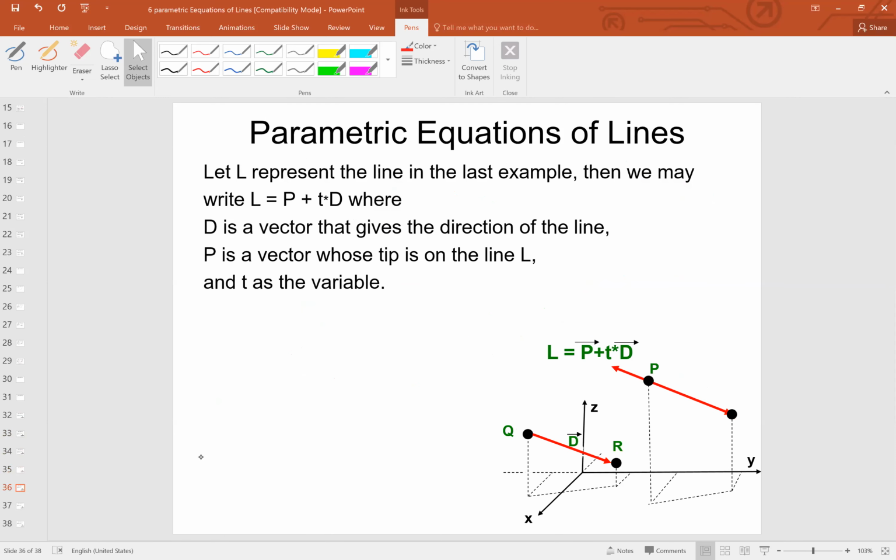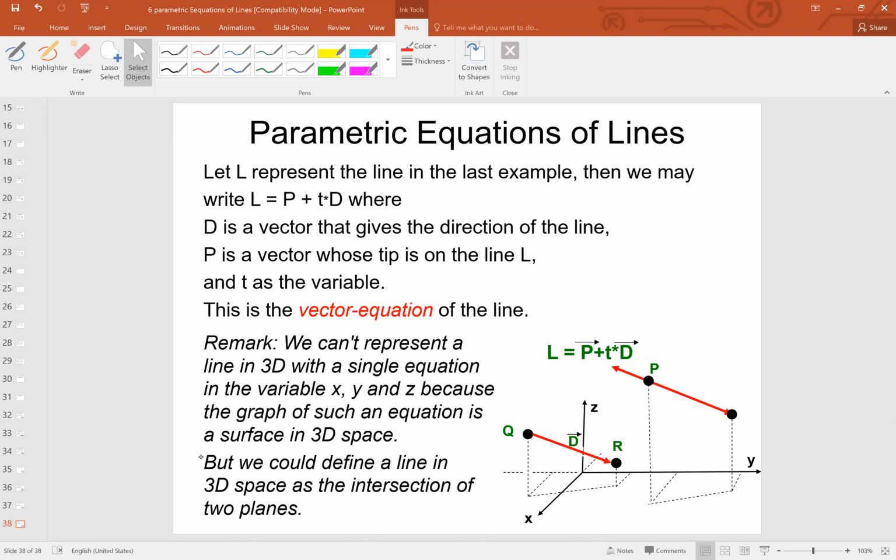Here's a summary, basically. You can write L in the vector equation as t times d, the direction, plus the point P. If you think about it closely, this is very similar to the point-slope formula, except things are in vectors. These are directions, and in the point-slope formula, m is the slope.